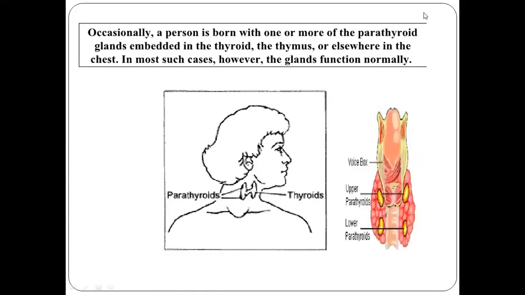Acha. Sometimes a person is born with one or more parathyroid glands embedded in the thyroid, the thymus or elsewhere in the chest. Sometimes the inferior parathyroid will not be present at the inferior poles of the thyroid gland. They move with the origin of the thymus, and sometimes they reach the lower part of the neck or the superior or posterior mediastinum. Elsewhere in the chest you will find them, mostly with the inferior parathyroid. In most such cases, however, the gland's function is normal because the parathyroids are there. It is not agenesis of the parathyroid; they are there, but the position is somewhat different.